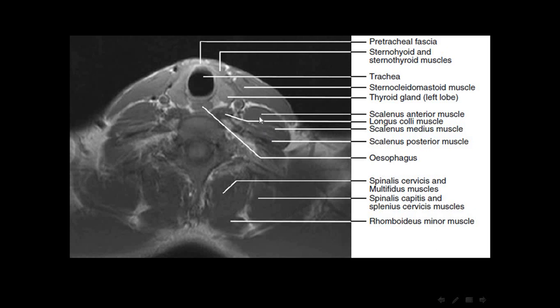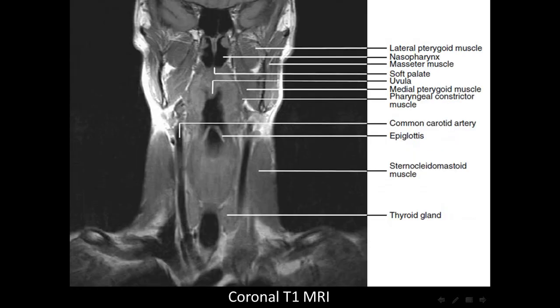These are the scalene muscles. From anterior to posterior, they are the anterior, middle, and posterior scalene muscles. And here we see the paraspinal muscles. This is a coronal T1 MR image. So here we see the lateral pterygoid muscle.